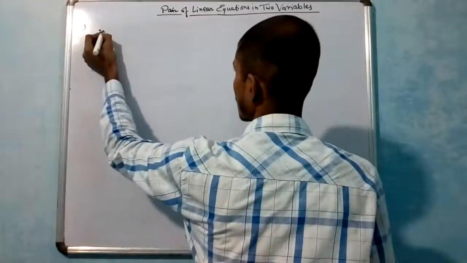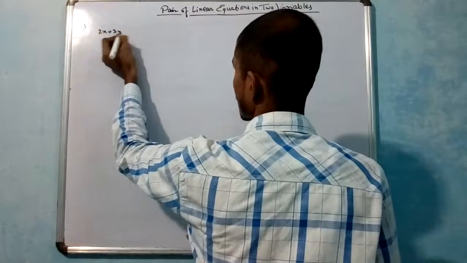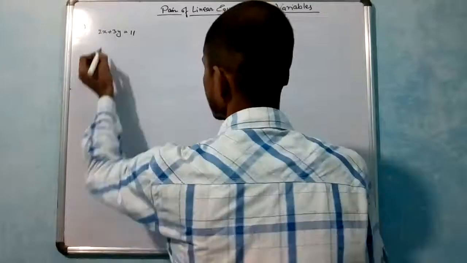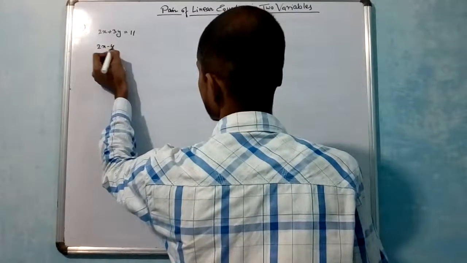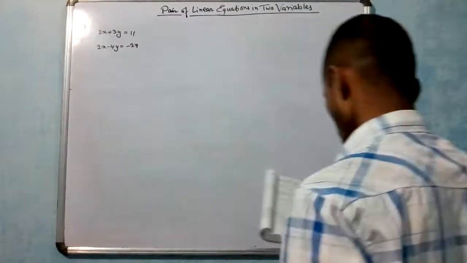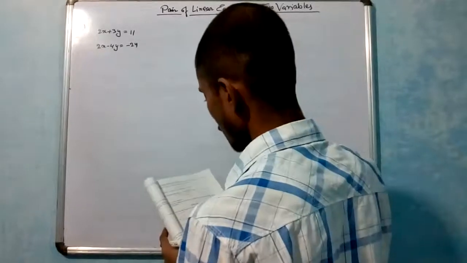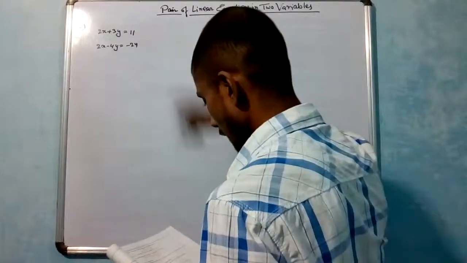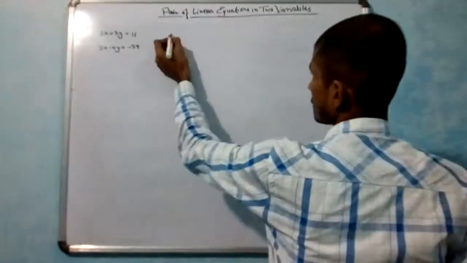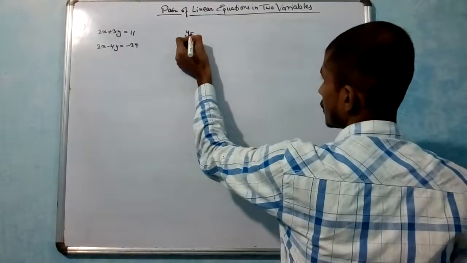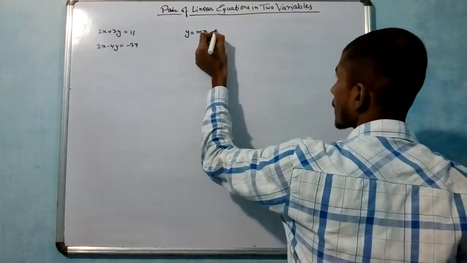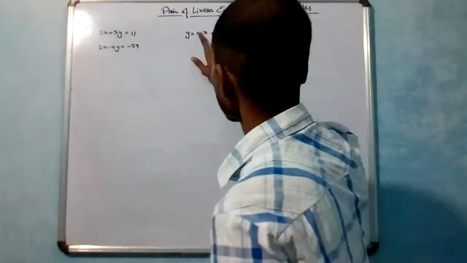2x plus 3y is equal to 11. And it is asking that solve these two equations. Okay. And hence, after that find the value of m for which y is equal to mx plus 3. Y is equal to mx plus 3. And then it is asking find the value of m.